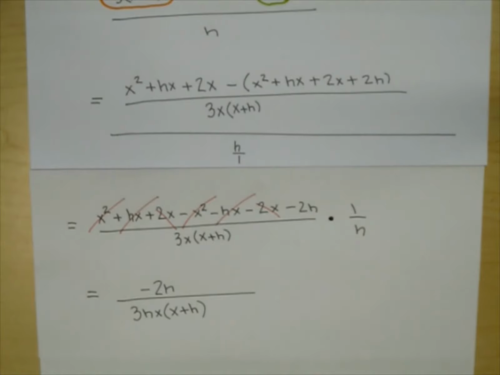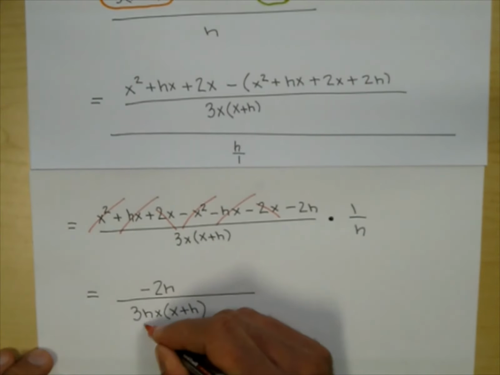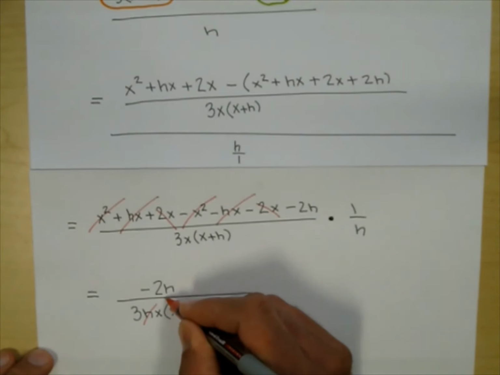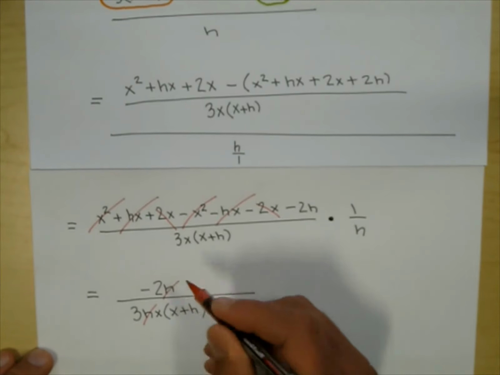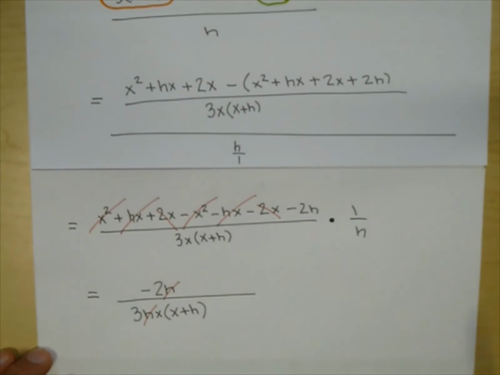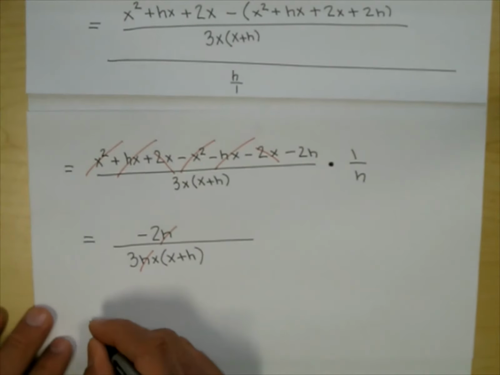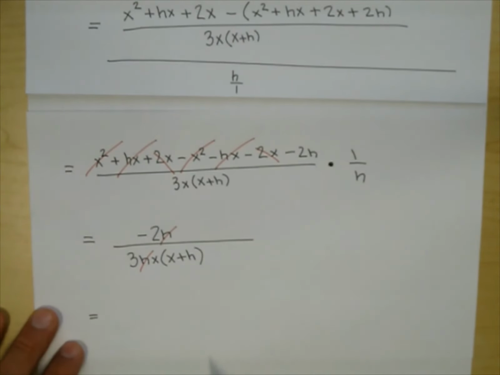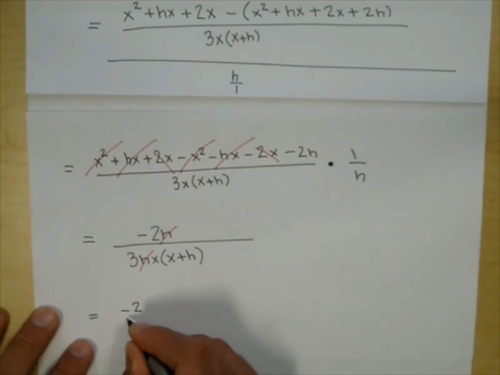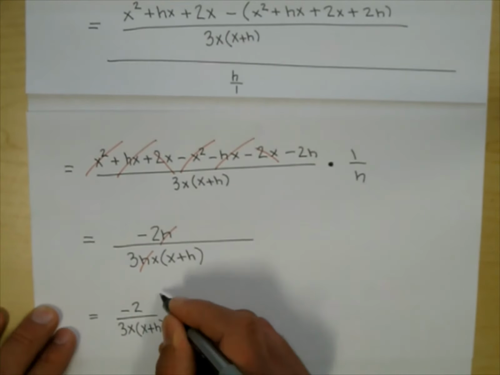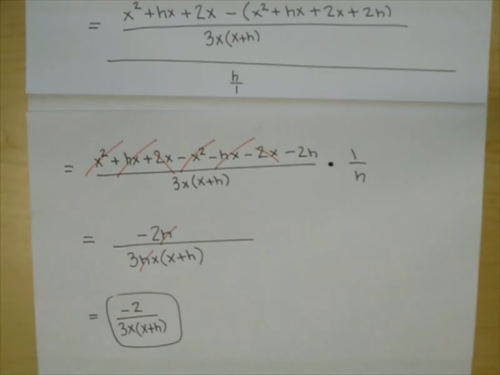Okay, so I have one term on the top and one term on the bottom, which means I can cancel. I'll cancel the h's, and let's go ahead and continue this. I don't think there's much more we can do. Looks like I got negative 2 all over 3x times x plus h. And there's the difference quotient.